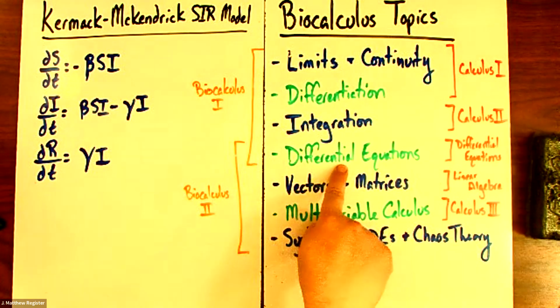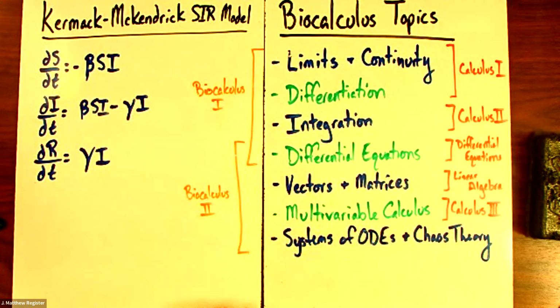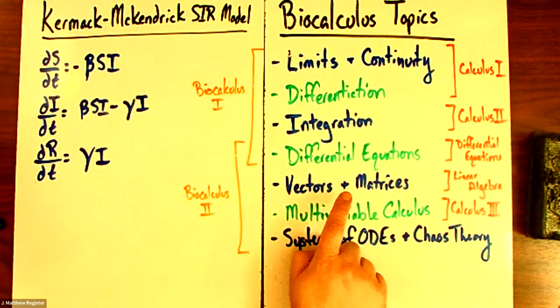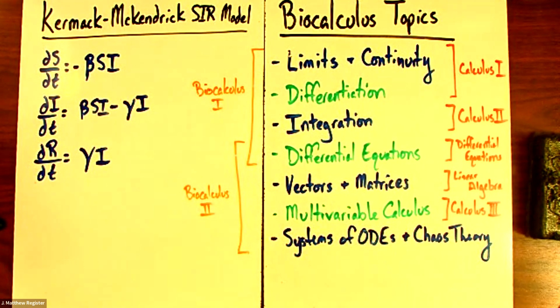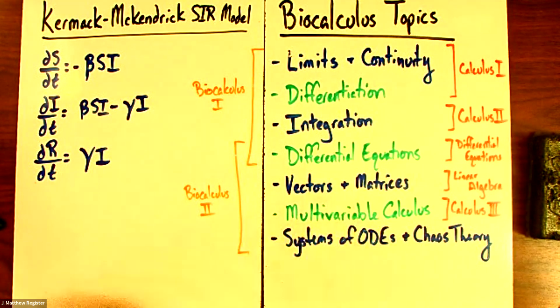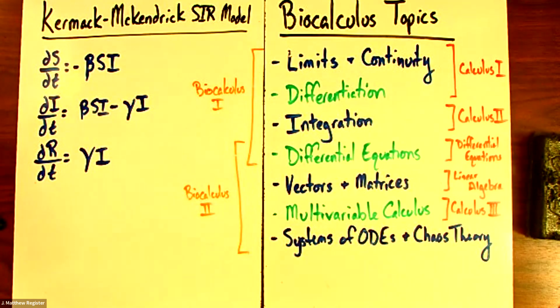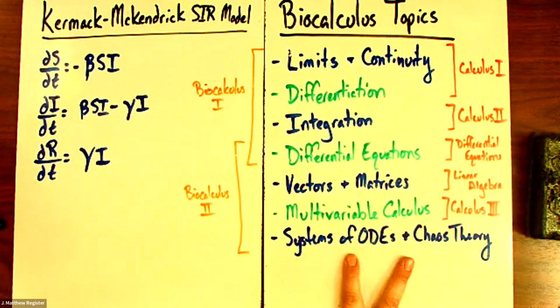It was all a bunch of differential equations. When we had that system with 3 differential equations, well, that's what differential equations are. And in order to model it, we needed to have vectors and matrices because it was a system. And we needed to find the eigenvalues, which is a very heavy tool when we're talking about matrices. In order to show the diagrams, we needed multivariable calculus to show things that are happening in 3 dimensions. And then in order to really understand the equilibrium, we needed systems of ODEs and chaos theory.